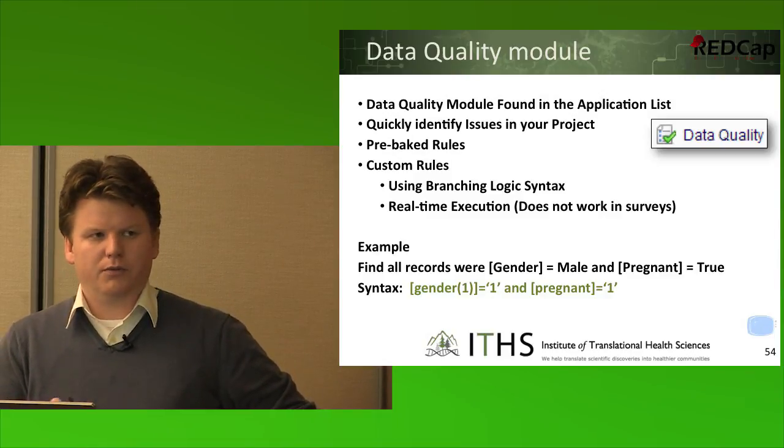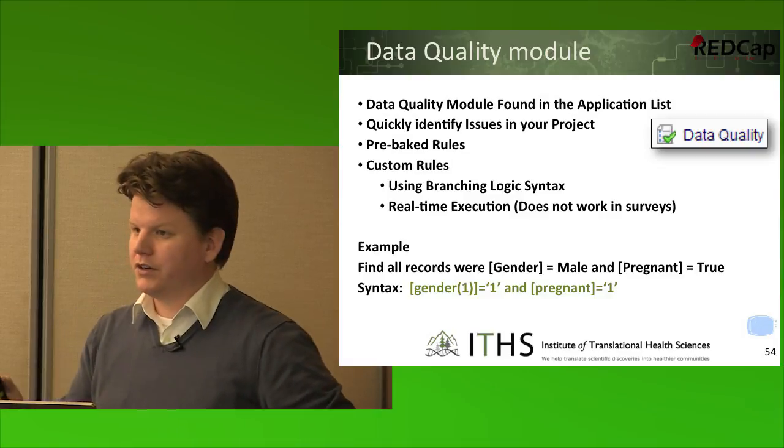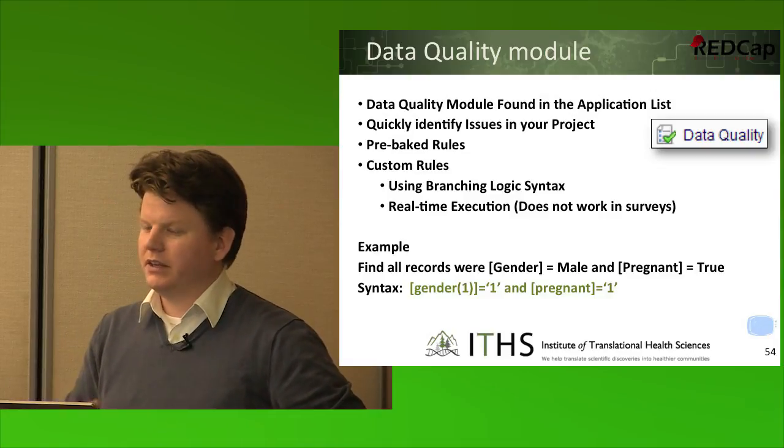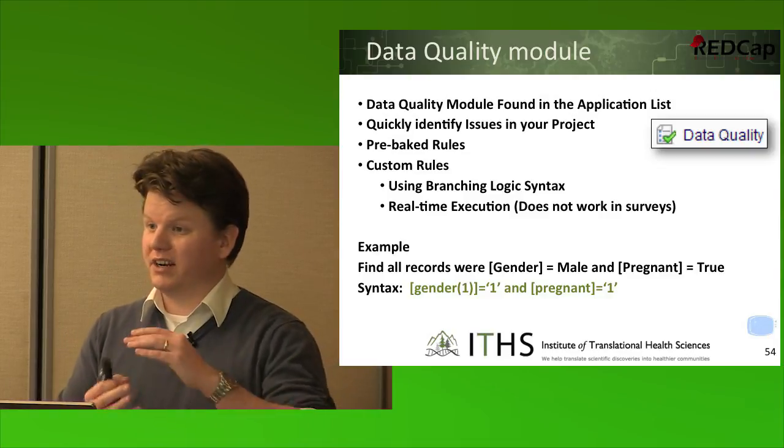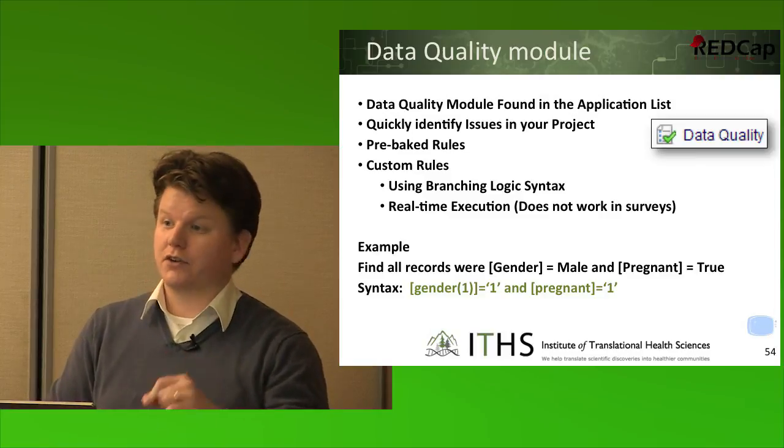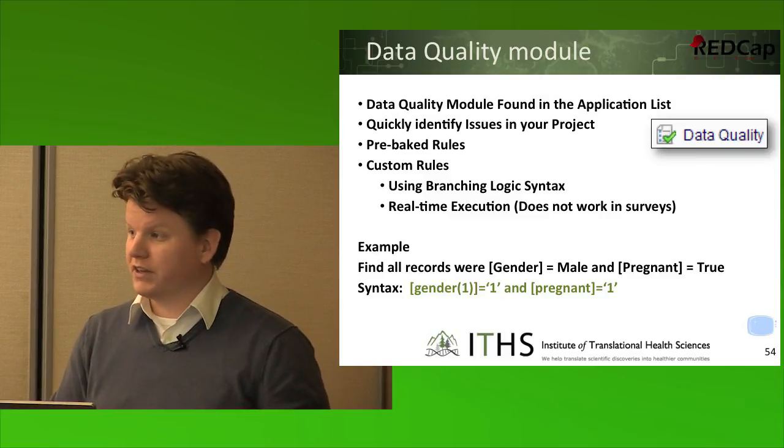Also, if you run a rule and it says you have 100 instances where this is an issue, you can click on that 100 number and it will give you a list of all the records with direct links to those records where that's an issue, so you can fix it.